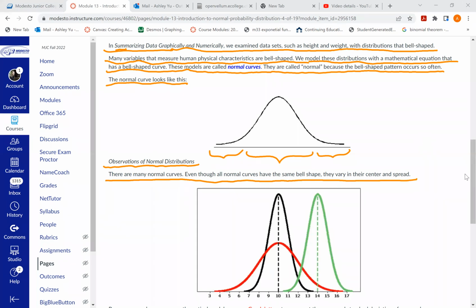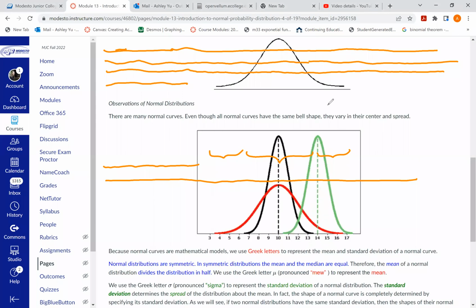Okay, let's move down and look at it. Oh, I should clear, okay.